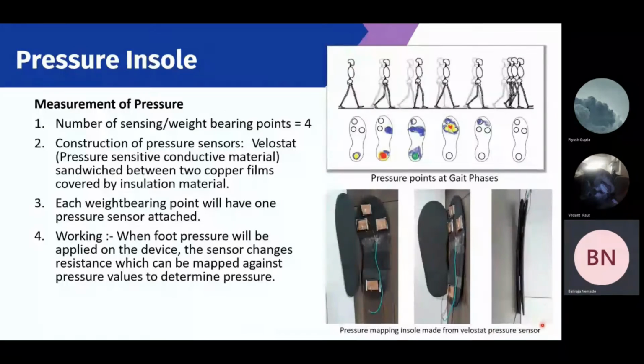So for the pressure, we came up with this solution. We made our own pressure sensor, which uses a pressure sensitive material, Velostat, sandwiched between two copper films, which gives us a sensor. The sensor is placed on four weight bearing points, which we found from our research, and putting pressure on one of these gives us a pressure result. This is also used to find the gait phases of the patient.